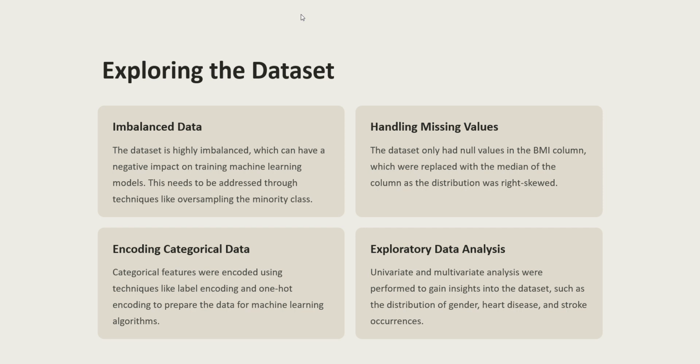The dataset only had null values in the BMI column. These values were replaced by the median of the column as the distribution observed was slightly skewed. As the majority of the features were categorical, encoding techniques were used. We used label encoding and one-hot encoding to prepare the data for machine learning algorithms. Both univariate as well as multivariate analysis were performed in order to gain more insights into the dataset.